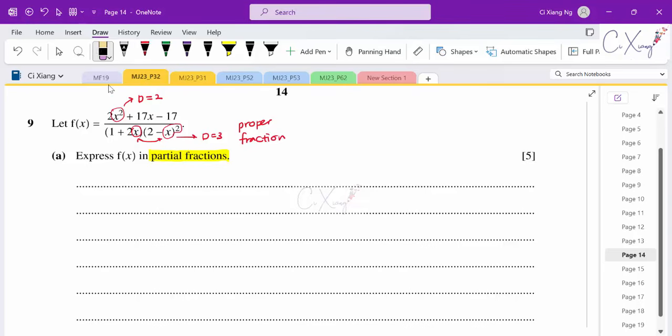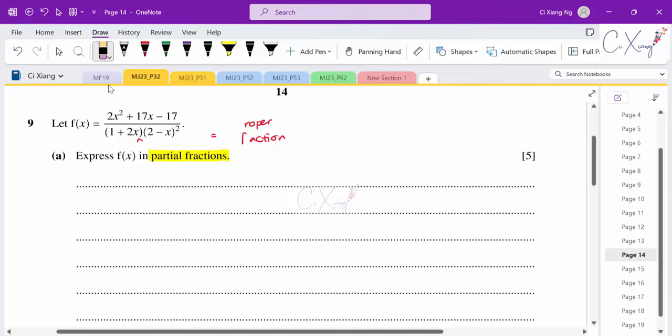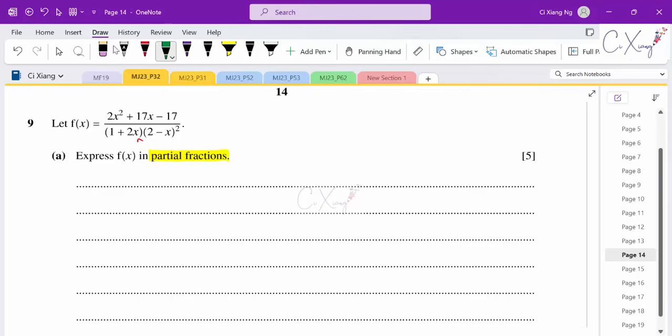Okay, right. So after we already know that it is a proper fraction, let us start. To separate them into partial fractions, we need to look at what kind of factors we have in the denominator. In the denominator, we have this one, which is a linear factor, and then this one is a repeated linear factor because of the square outside. For the repeated linear factor, you have to write out the partial fraction twice. First time is without the square, the second time is with the square.